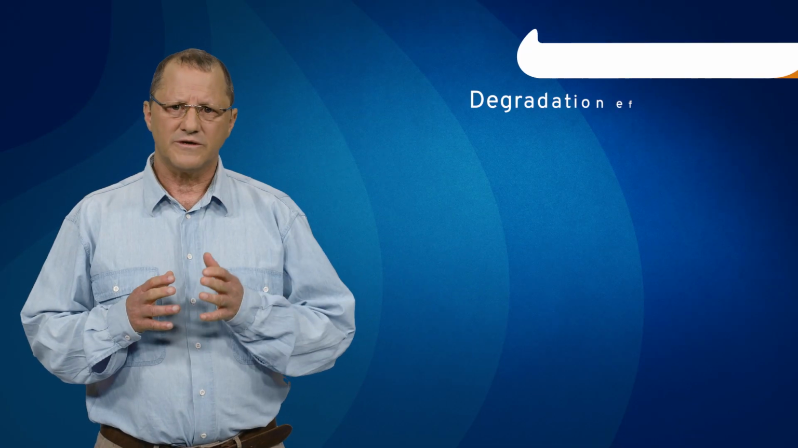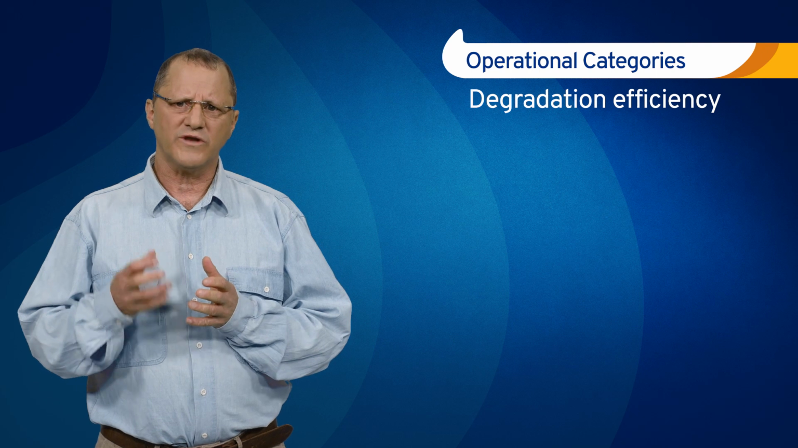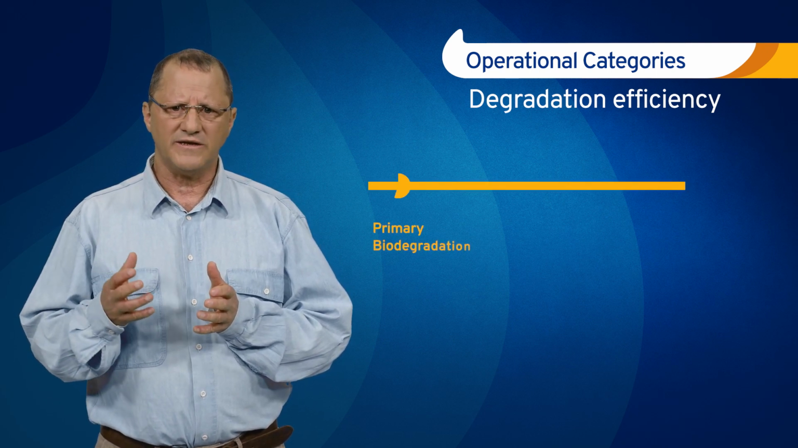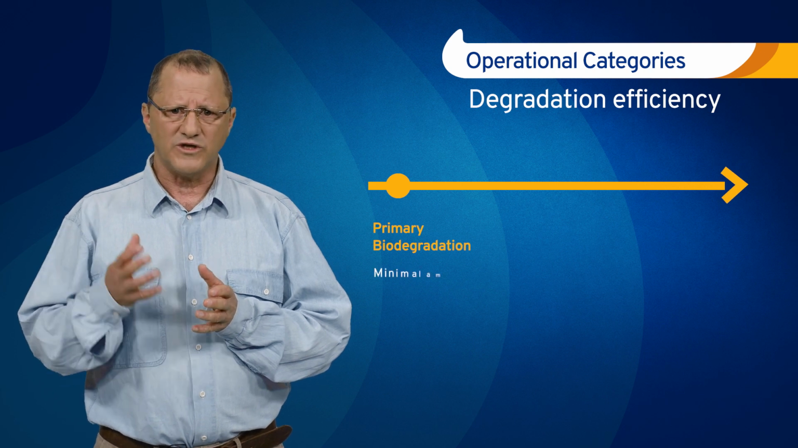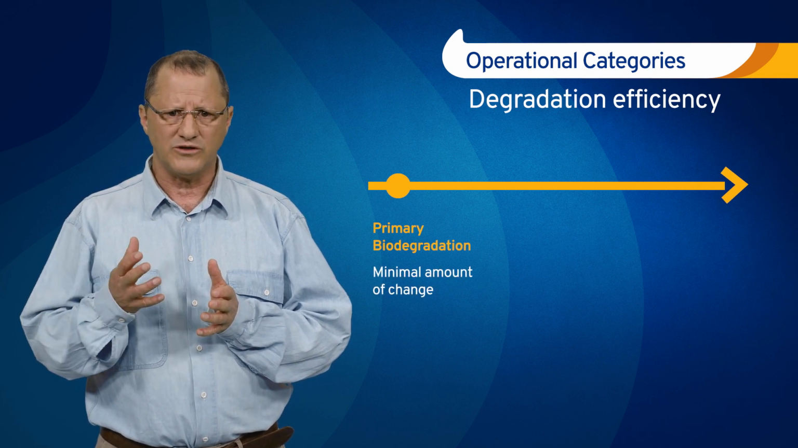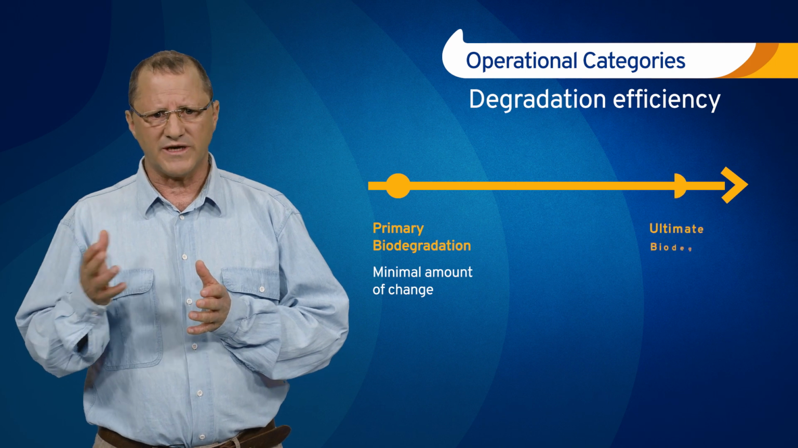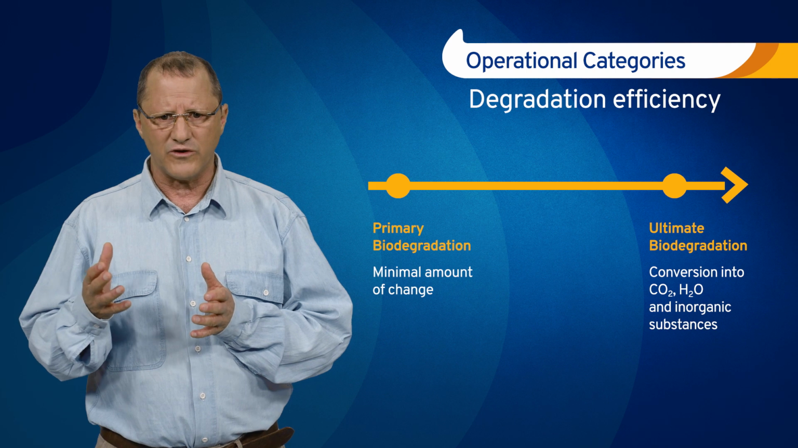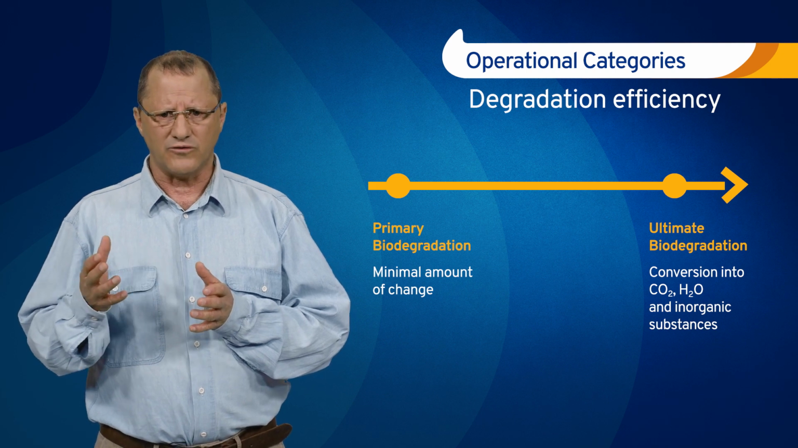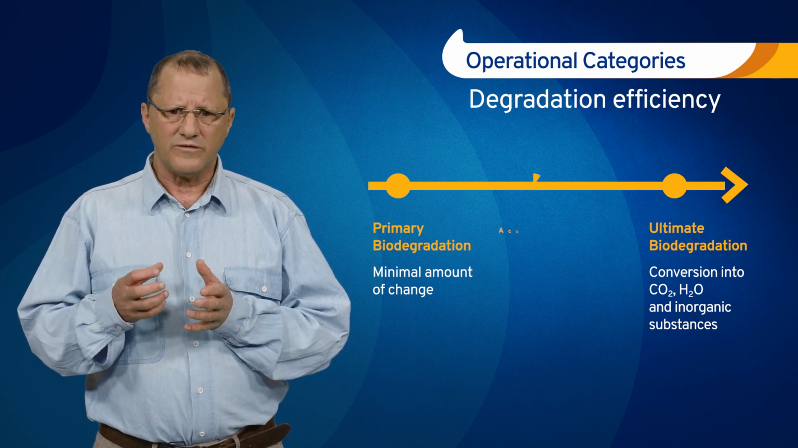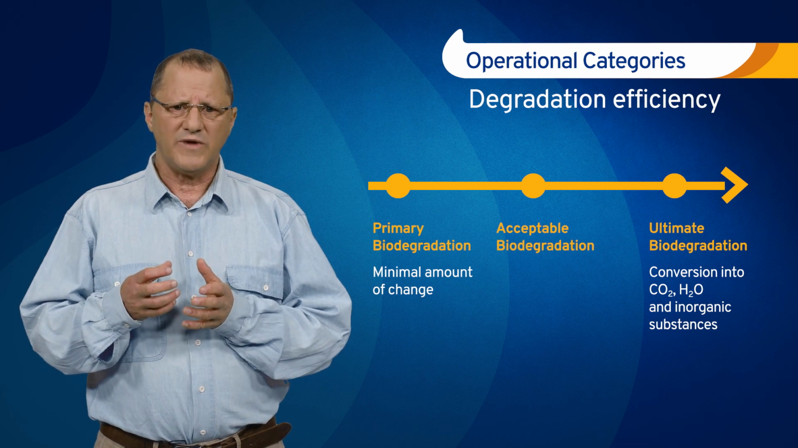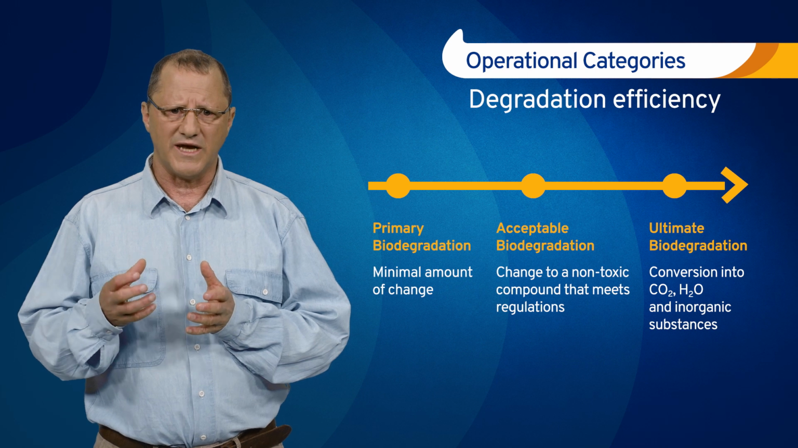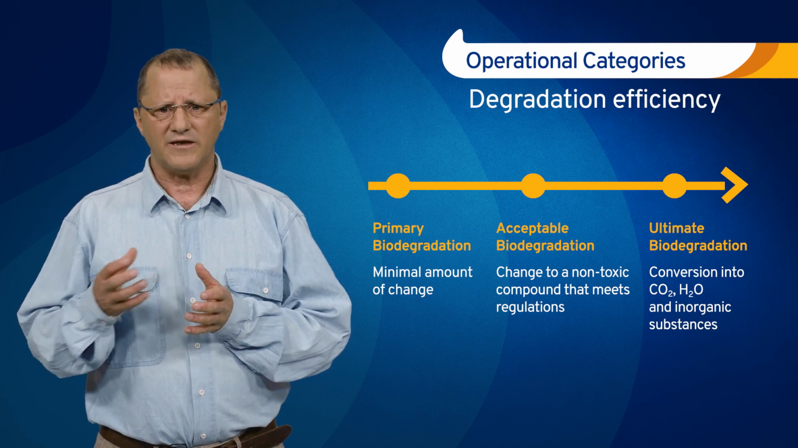These factors eventually determine the overall degradation efficiency and the level of degradation that can be defined as primary degradation, which refers to a minimal amount of change, or at the other extreme, it can be termed ultimate degradation, which refers to a complete conversion of the organic matter to inorganic matter. However, most often, we would aim at acceptable degradation, which refers to degradation that eliminates harmful material and that meets relevant standards.